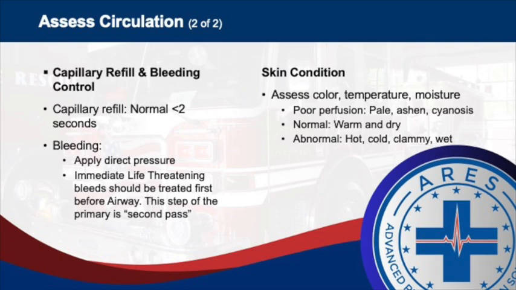Next, assess the skin temperature. Normal skin feels warm to the touch. Abnormal temperatures can indicate underlying issues. Hot skin may signal fever or infection, while cool or cold skin could point to poor circulation, shock, or hypothermia. Finally, evaluate the skin moisture. While dry skin is typical, wet, clammy skin might indicate shock or other circulatory issues, and dry, hot skin can suggest dehydration or heat-related illness.